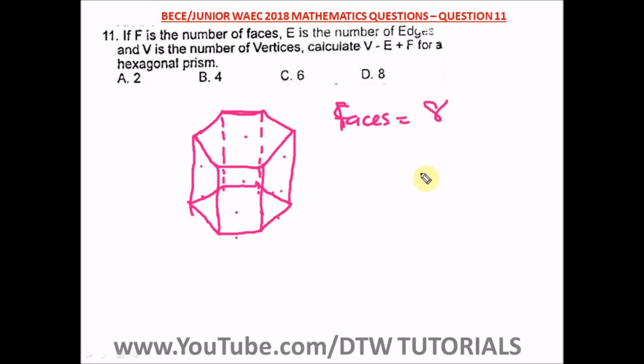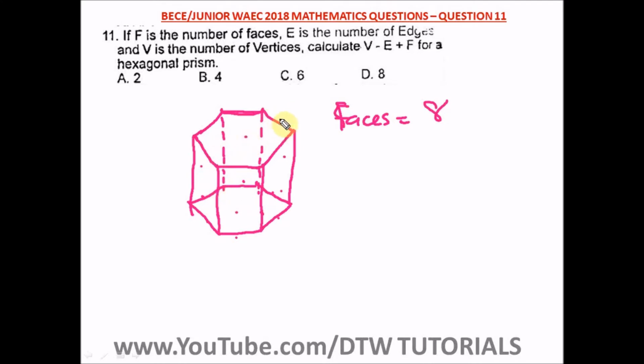Now let's find the number of edges. The edges are lines that join to form vertices. So this is a line here, this is an edge. This is one edge, this is another edge, and another, and another. On the top base we have 6 edges. On the lower base the same thing, we also have 6 edges, and by the corners how many more edges do we have? We also have 6 edges.